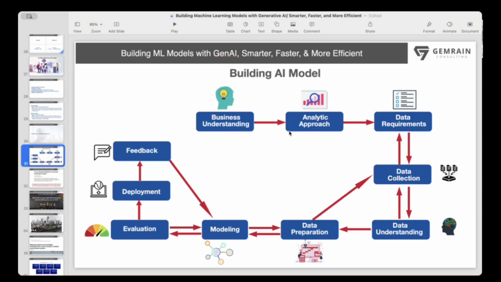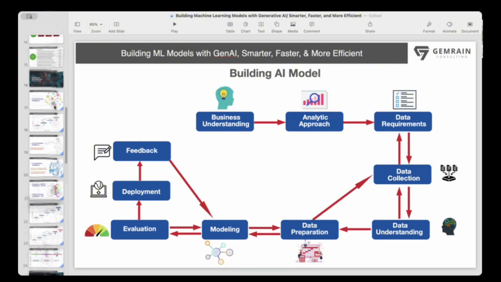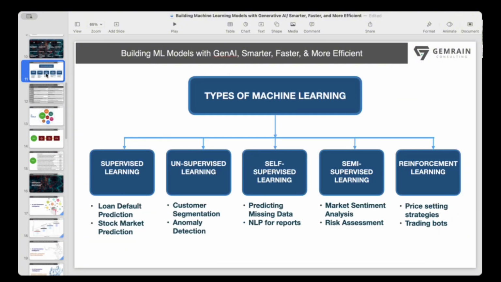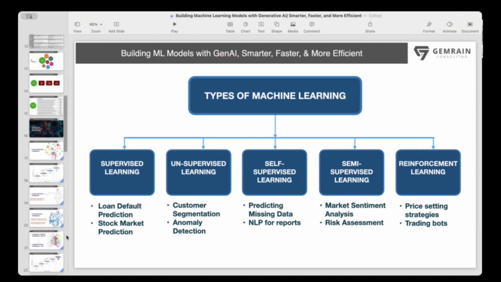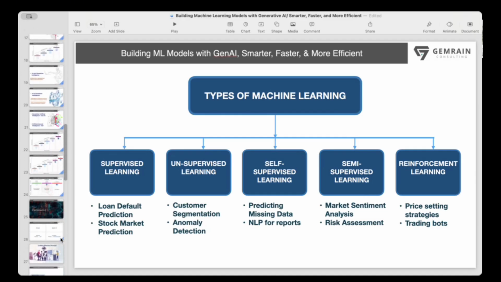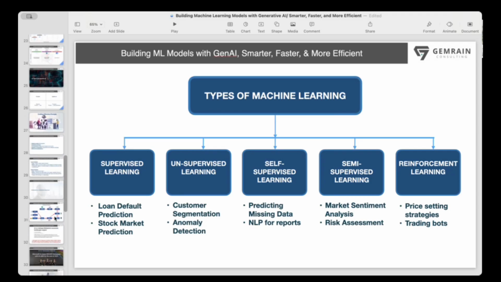And then the analytic approach. So you are going to use machine learning. What type of machine learning are you going to use? I already mentioned 5 types of machine learning earlier. So which one? Are you going to build a predictive model? Are you going to cluster the data? Are you going to use self-supervised, semi-supervised, or reinforcement learning? By upskilling yourself, you are going to be able to know which one to use.